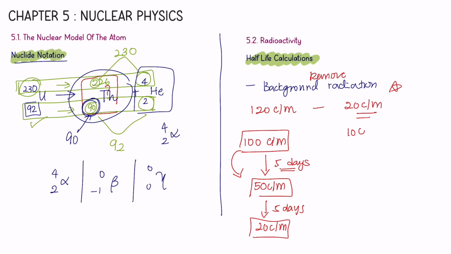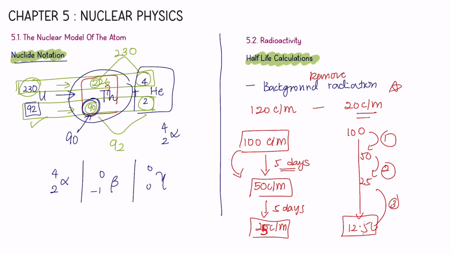So if they want to find out how many days it takes to go from 100 to 12.5 counts per minute, then you can keep dividing. Sorry, this is 25, and I'll change this to 12.5. So keep dividing until you arrive at this value. You've divided 1, 2, and 3 times, so it went through 3 half-lives. Since each half-life is 5 days, that means the total is 15 days to go from 100 to 12.5 counts per minute.